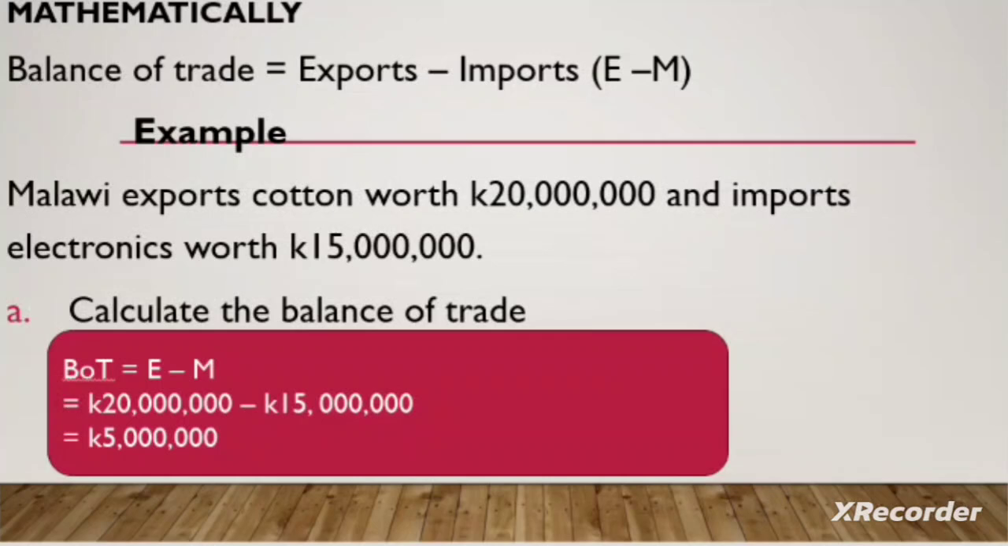It carries 2 marks. The formula is BOT is equal to E minus M. Then 20 million minus 15 million equals 5 million.